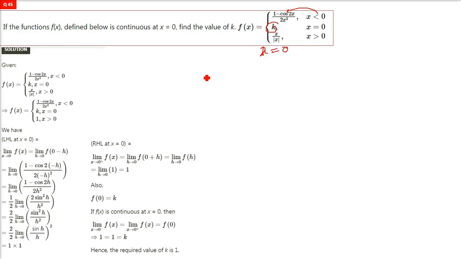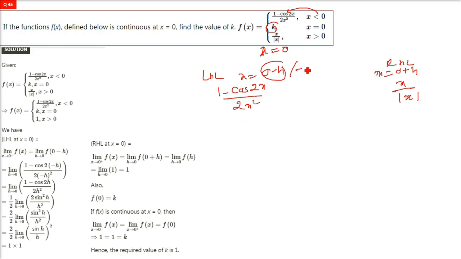We have to check at x equals 0, so LHL, RHL. Left hand limit will use 0 minus h in this case, and 1 minus cos 2x by 2x square is the function. For the right, x will be equal to 0 plus h, and the function will be x by modulus of x. Okay, so let us do this one. 1 minus cos 2x, so we will put minus h here. So 1 minus cos twice of minus h divided by 2 into minus h whole square.